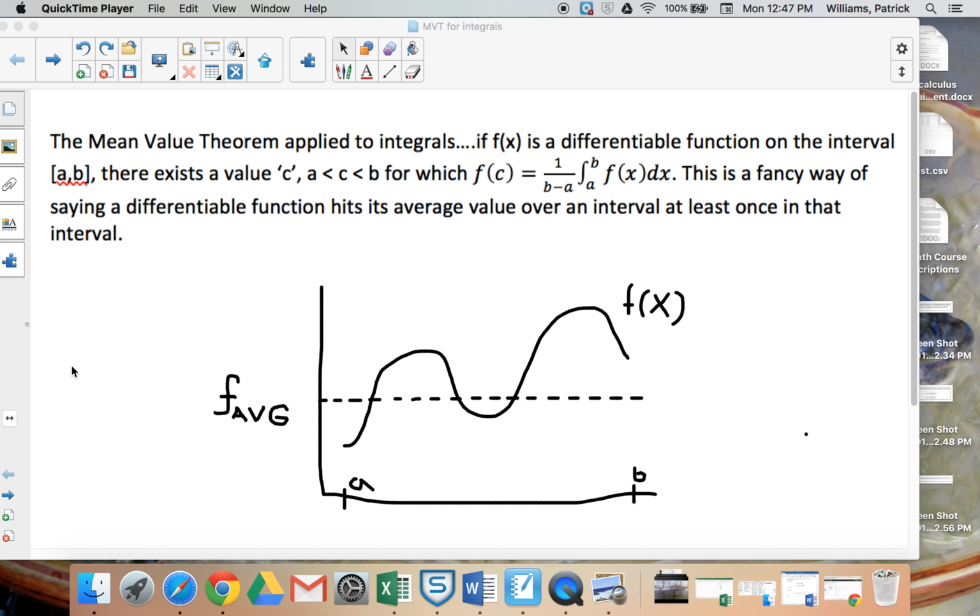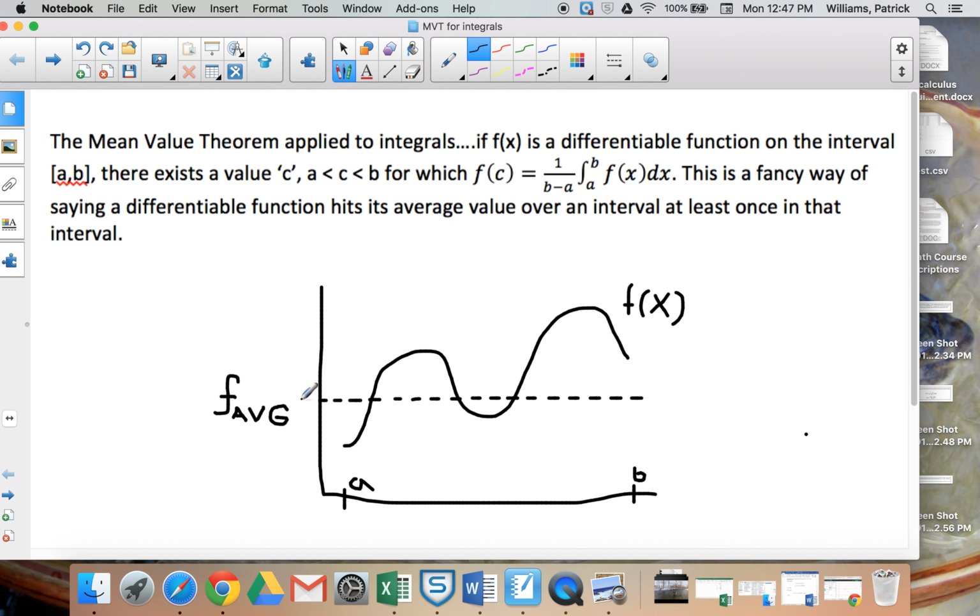So for instance, this basically just says that if we have a differentiable function on the interval a to b, there has to be some value c between a and b where the function takes on its average value. So in this situation down here, we can see that the average value of the function is this dotted line right here. And in this case, we have 1, 2, 3 places where the function will take on its average value over this particular interval.